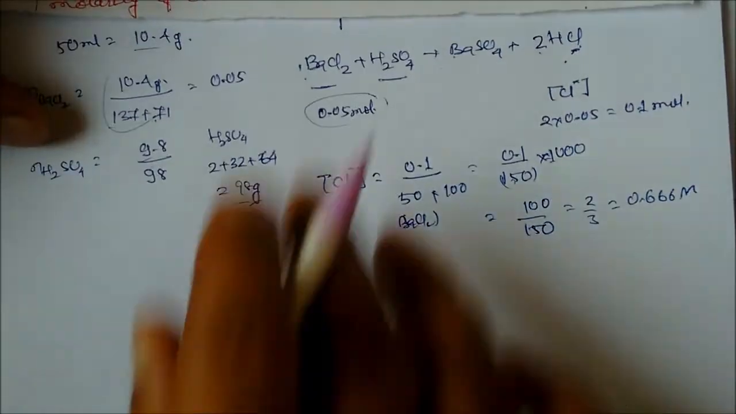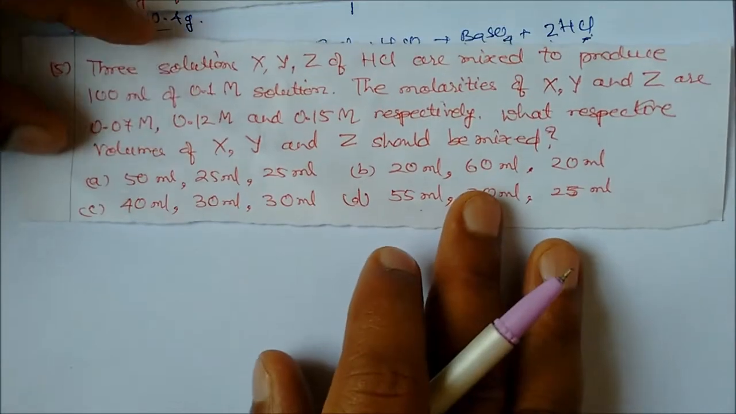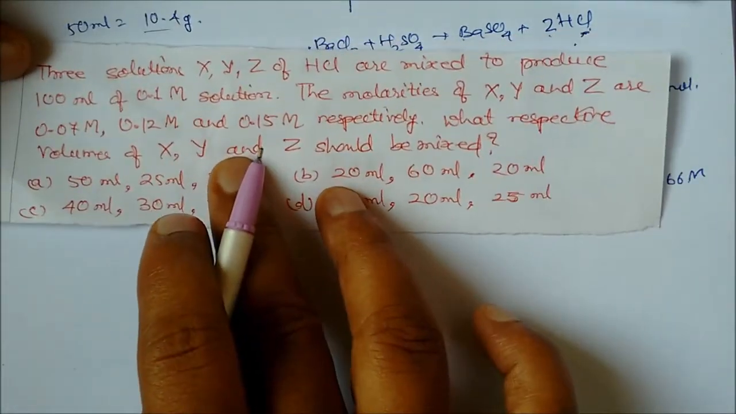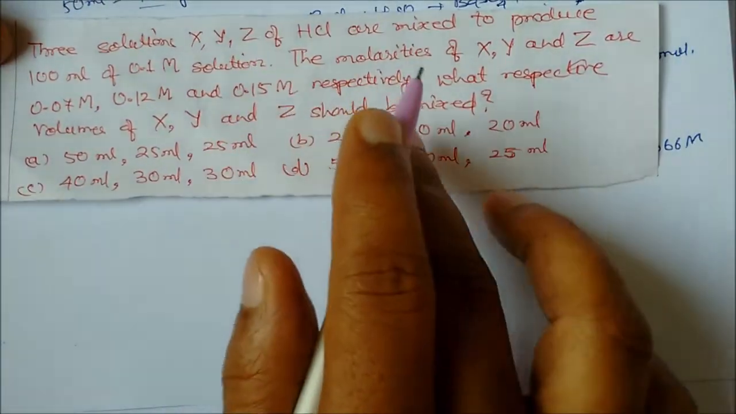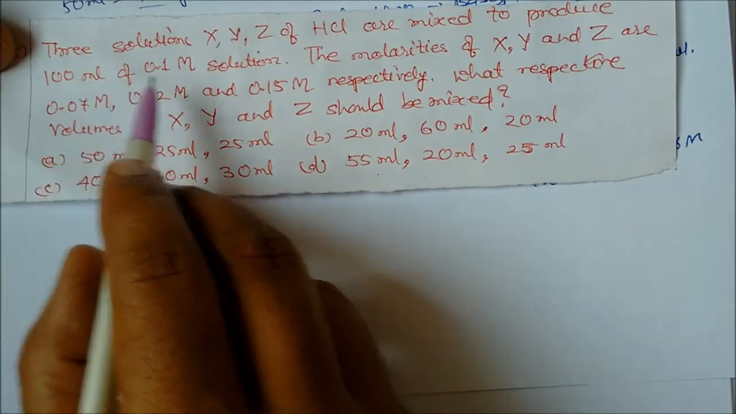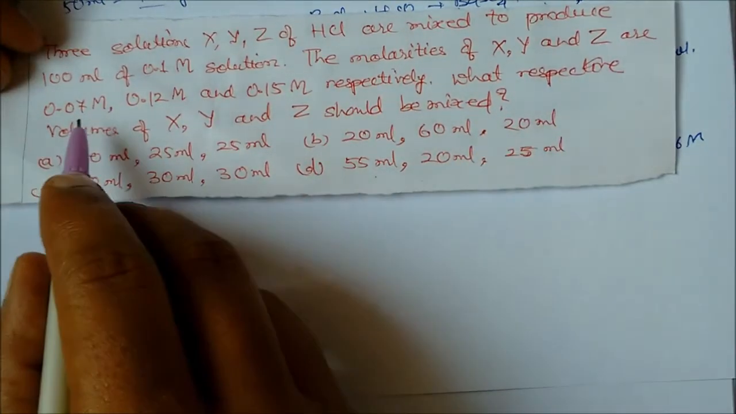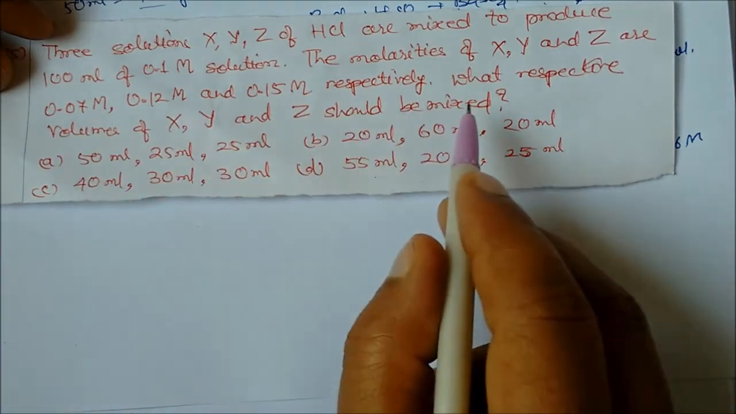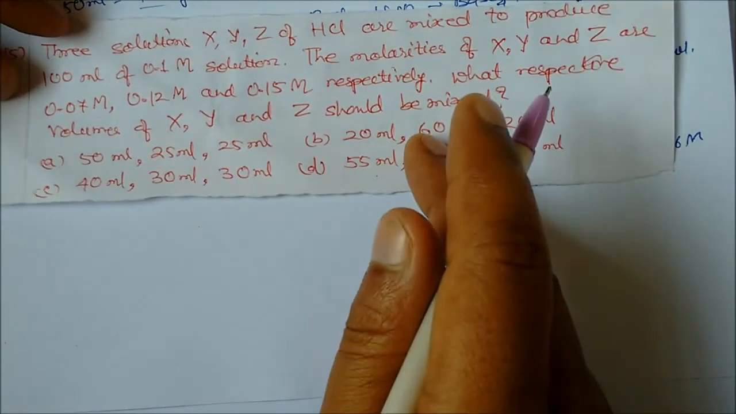So now next problem. There are 3 solutions X, Y, Z given. 3 solutions X, Y, Z of HCl are mixed to produce 100 ml of 0.1 molarity solution. The molarities of X, Y, Z are 0.07 molarity, 0.12 molarity, 0.15 molarity respectively. So what respective volumes of X, Y and Z should be mixed?